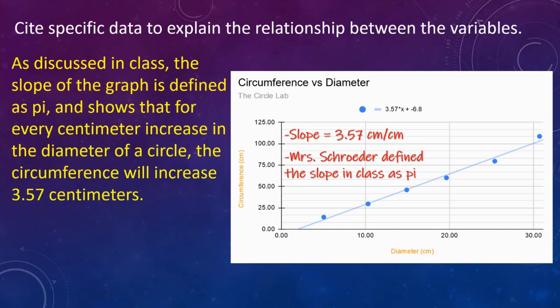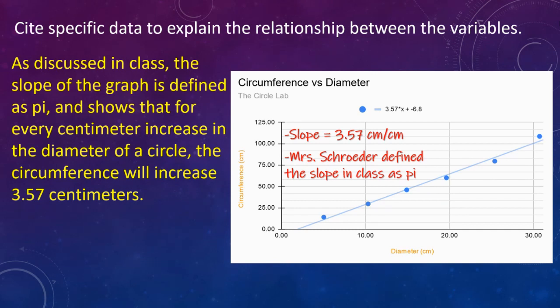We can also give the exact rate of change. We know the value of the slope, so we can explain that. Give me a number. What is the rate of change? Okay, in this case, it was 3.57 centimeters per centimeter. We also know from our discussion that the slope is defined as pi. I do want to point out here that we are citing a lecture in class. We could also cite information from the textbook or another source if we really wanted to verify that. So a good next sentence really defines what the slope is and what the actual rate of change is.